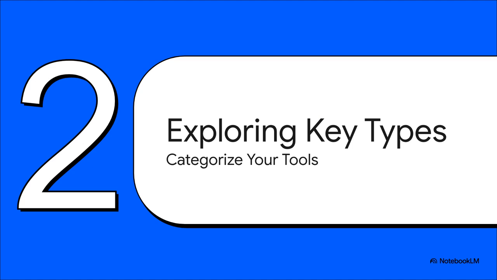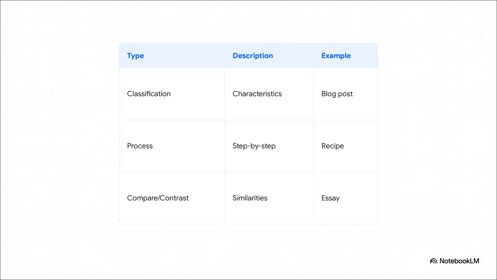Moving on to Section 2, exploring the key types, or categorizing your tools. Okay, take a look at this table. These are your go-to tools, and you really want to lock these in. Notice the classification type. That is when you're explaining the characteristics of multiple subjects within a single category. And then there's the process type, which literally explains how a process works step by step, like a troubleshooting guide or a recipe. And of course, you've got your classic compare and contrast essay, which is perfect for laying out the similarities and differences between, say, two historical figures.